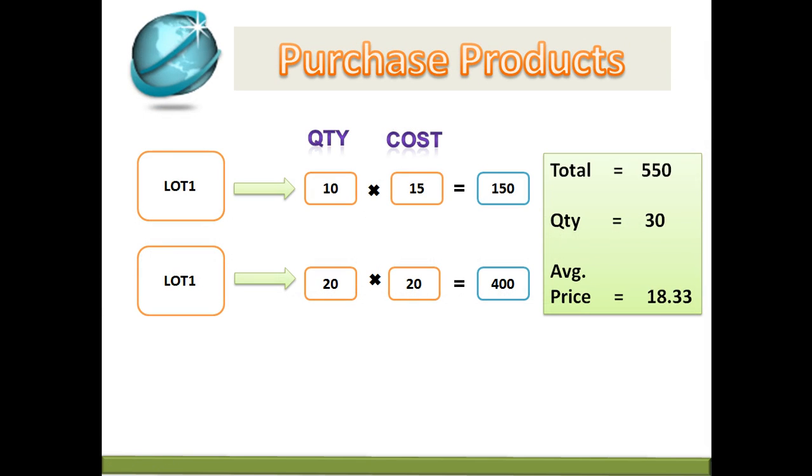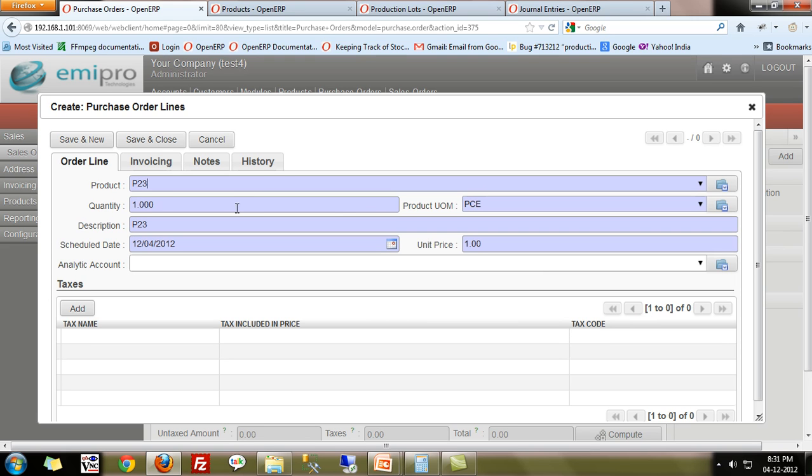Here you can see that I'm creating a lot 1. In the first purchase order, I'll give 10 quantities of the product at a cost of 15 rupees, so my total valuation will be 150. Again I will give a purchase order of 20 quantities at the cost of 20 rupees, so my value will be 400. So my total valuation will be 550, my total quantity will be 30, so my average price will be 18.33.